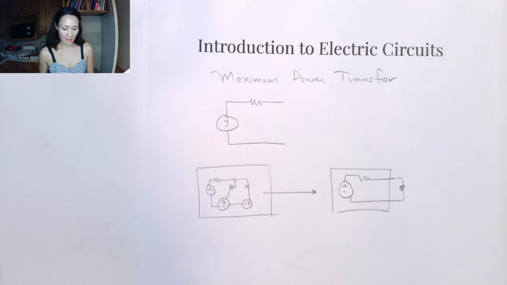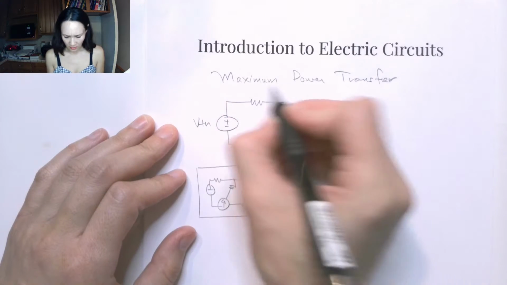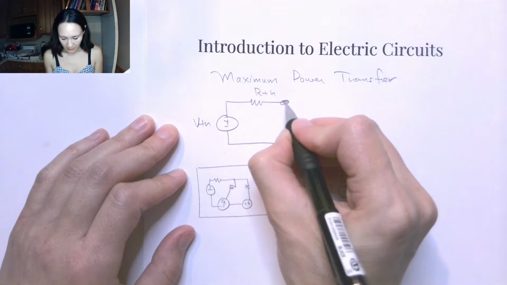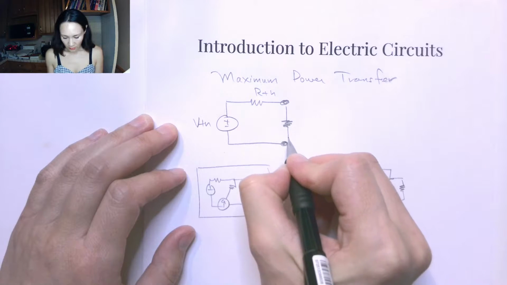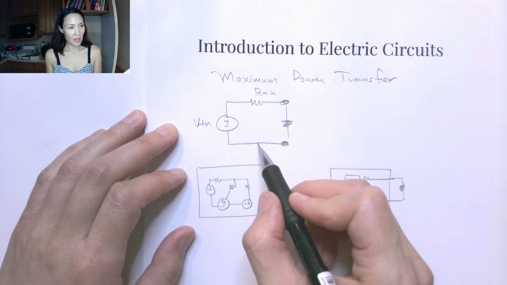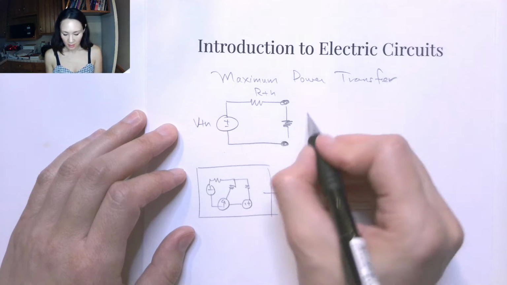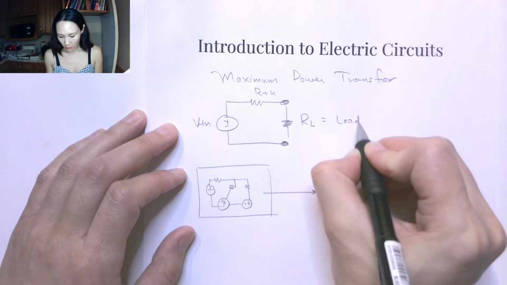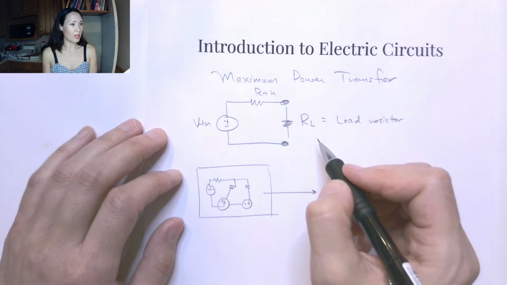So if this is V Thevenin and this is R Thevenin, what we're really doing here is saying what load resistor can we connect to this terminal to complete this circuit in order to maximize the power in this circuit. I'm going to call this RL for load resistor. This is something that we can tweak.